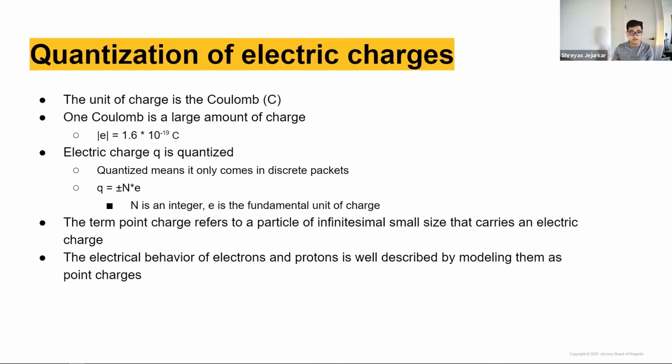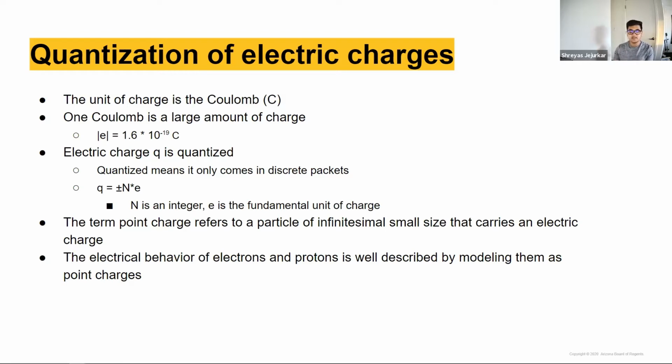So for this reason, electric charge Q is quantized. And basically when we say it's quantized, it means it comes in discrete packets, where Q is equal to plus or minus N multiplied by E, where N is an integer, and E is the fundamental unit of charge.